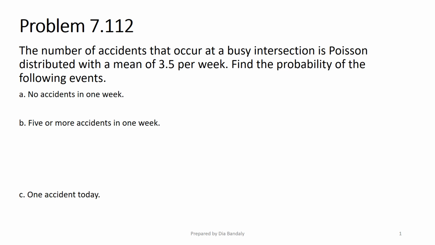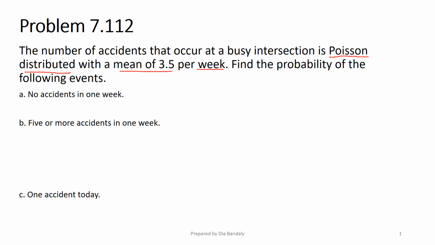Okay, this would be our last problem. The number of accidents that occur at a busy intersection is Poisson distributed. So this is given to us. Unlike the previous problem where we had to find out what type of probability we had, here it's given to us that it is Poisson distributed, which makes our life easier. And we're given that the mean is 3.5 per week.